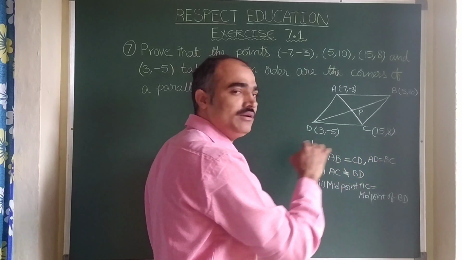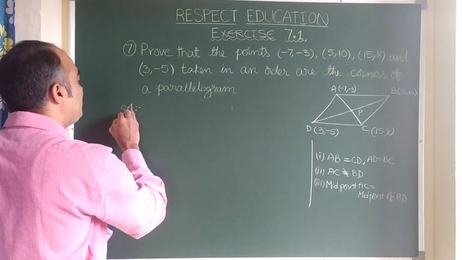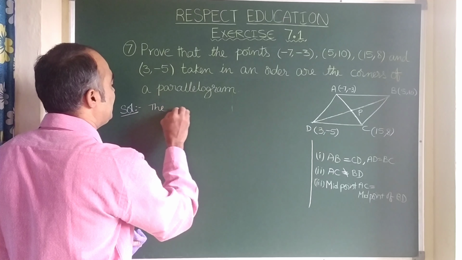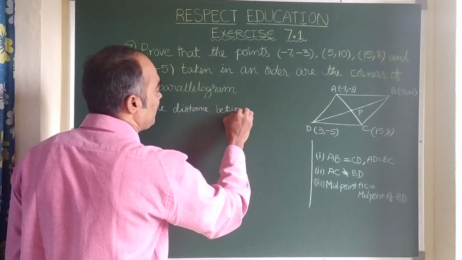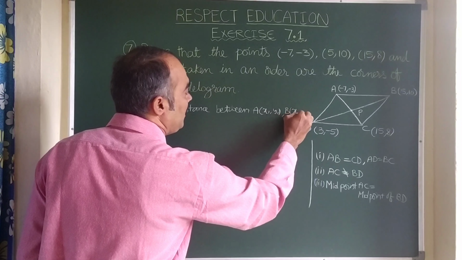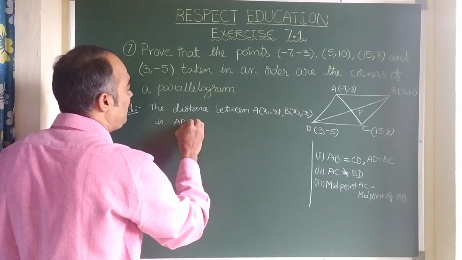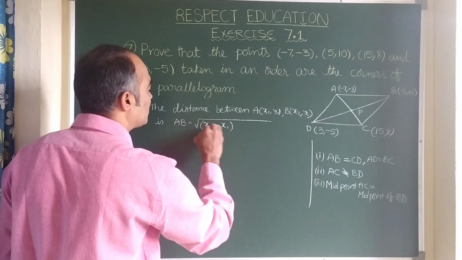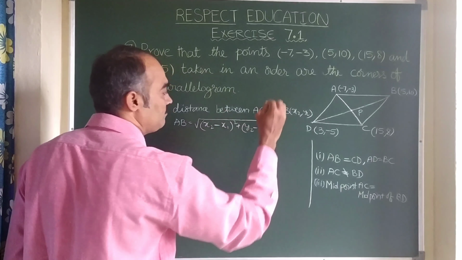So let us start our problem. As I told you, this is a distance based concept. So let us write the distance formula. The distance between A(x1, y1) and B(x2, y2) is AB equal to the square root of (x2 minus x1) whole square plus (y2 minus y1) whole square.